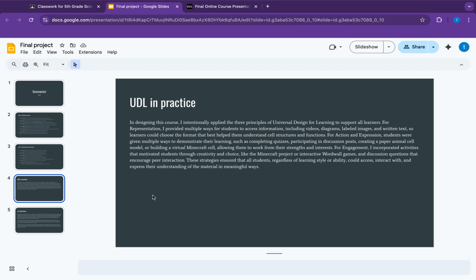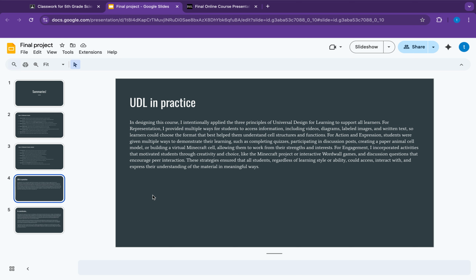For action and expression, students were given multiple ways to demonstrate their learning, such as completing quizzes, participating in discussion posts, creating a paper animal cell model, or building virtual Minecraft cells, allowing them to work from strengths and interests.